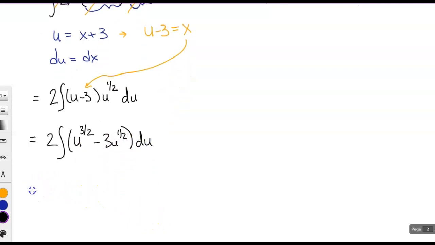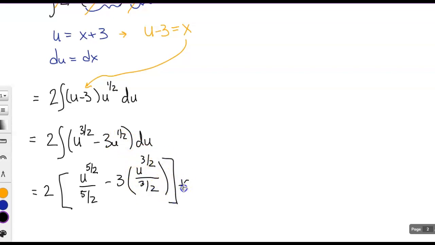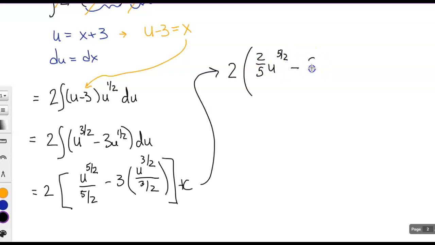Okay, so now we're going to go ahead and integrate. So this is going to be 2 times, and it's 2 times everything, right? Not just the first term. So we add 1 to the exponent and get 5/2, divide by the new exponent, so divide by 5/2, minus 3 times, add 1 to the exponent, get 3/2, and divide by 3/2, and then plus c. If I clean this up a little bit, because it looks like total garbage, I have 2 times 2/5 u to the 5/2 minus, now 2/3 times 3 is just 2u to the 3/2, plus c.